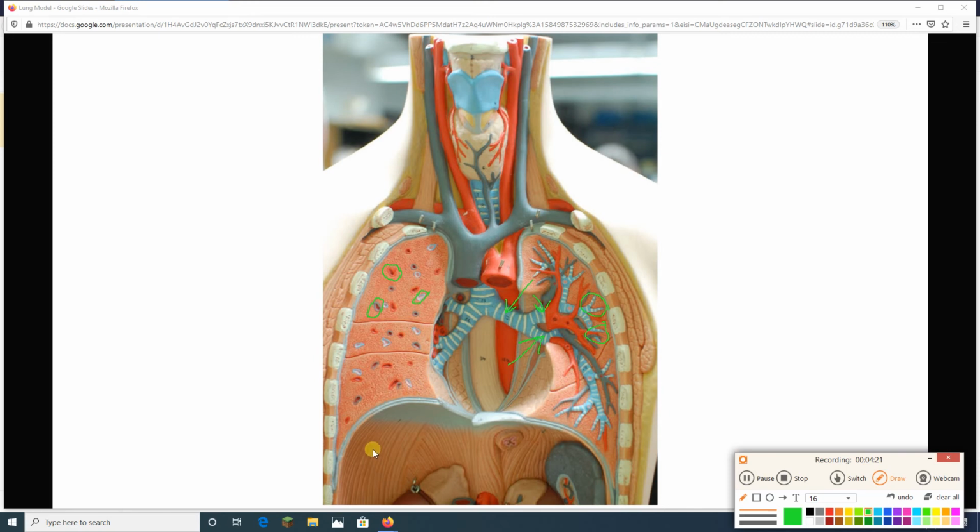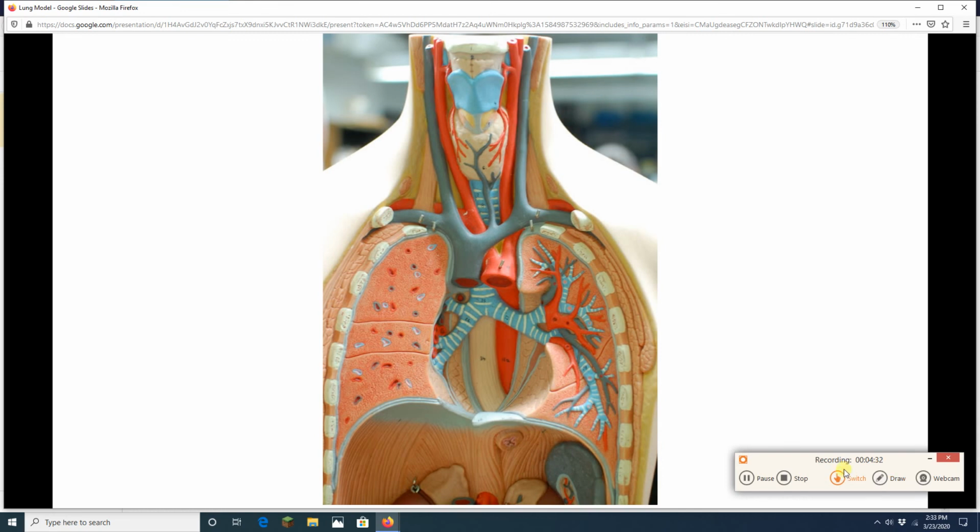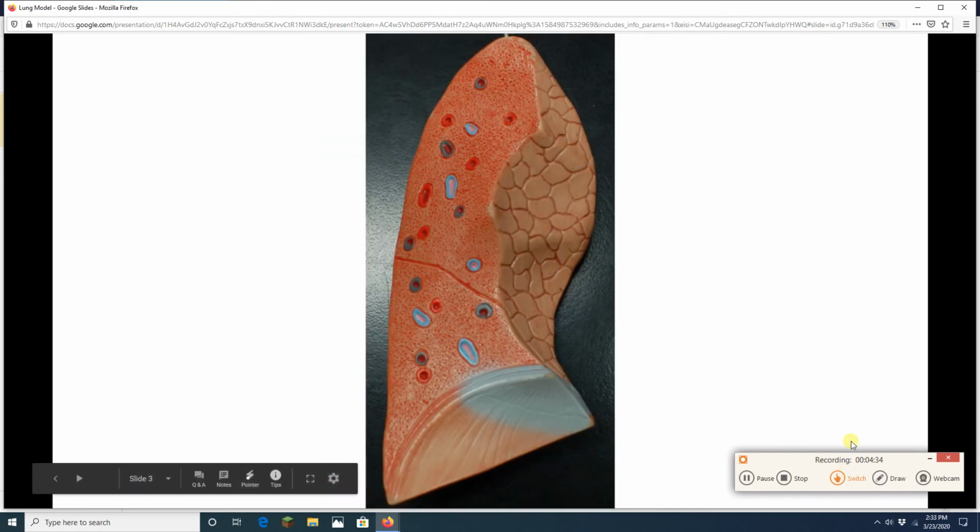All right, look at the beautiful diaphragm down here. Can't resist that diaphragm. Okay, I'm getting a little excited. Sorry. Let's keep going. Let's erase all this stuff. And let's get back to our next slide.